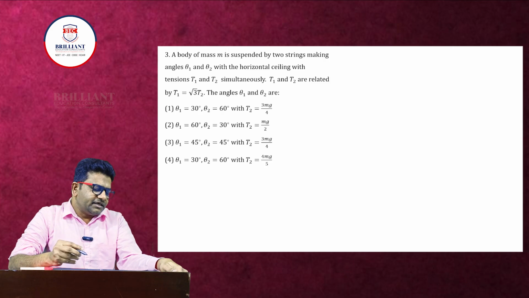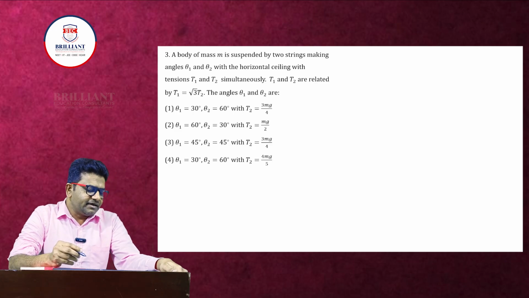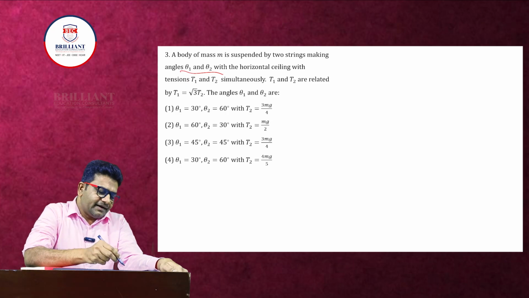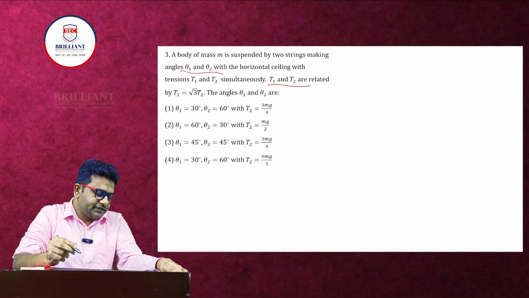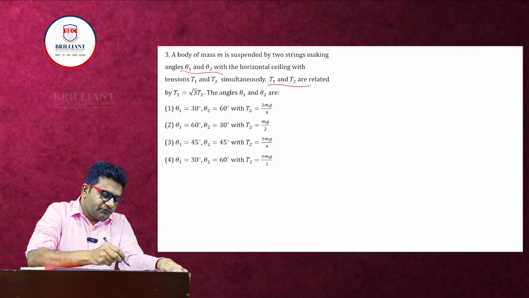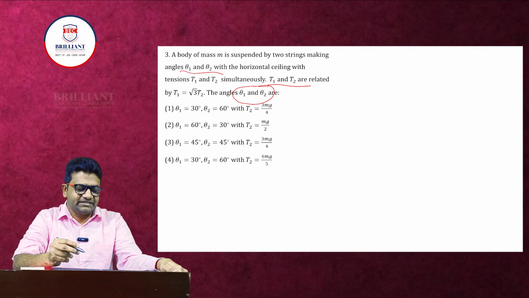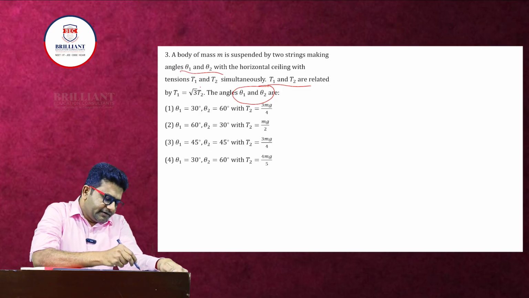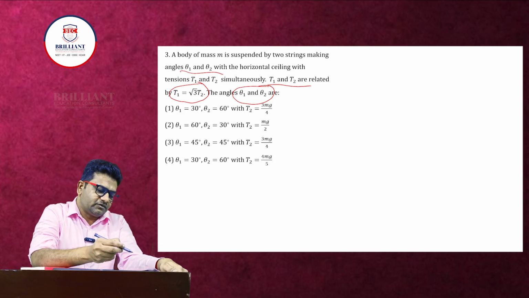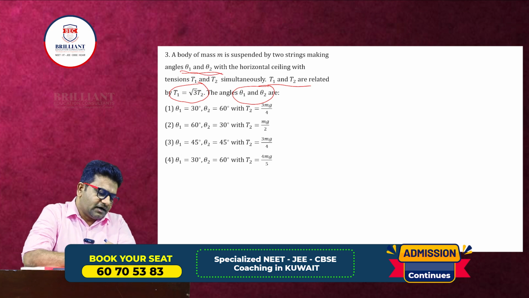A body of mass m is suspended by two strings making angles theta 1 and theta 2 with the horizontal ceiling with tensions T1 and T2 simultaneously. T1 and T2 are related by T1 equal to root 3 T2. The angles theta 1 and theta 2 are? Here we have to find theta 1 and theta 2, and it is given that the tension T1 is equal to root 3 T2. The two angles are made with the horizontal ceiling, and T1, T2 are the two tensions.